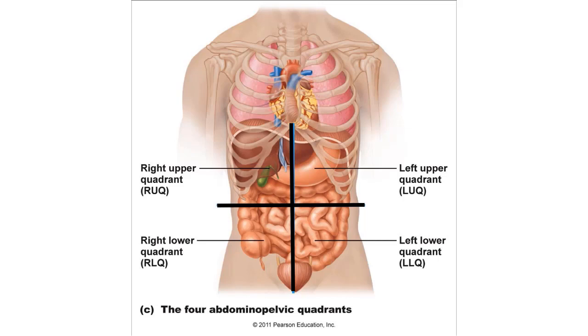If you look at this image, we will find that, for example, the stomach is in the left upper quadrant, the liver and the gallbladder are in the right upper quadrant, the beginning of the large intestine and the appendix are in the right lower quadrant, and small intestine and part of the large bowel are present in the left lower quadrant.